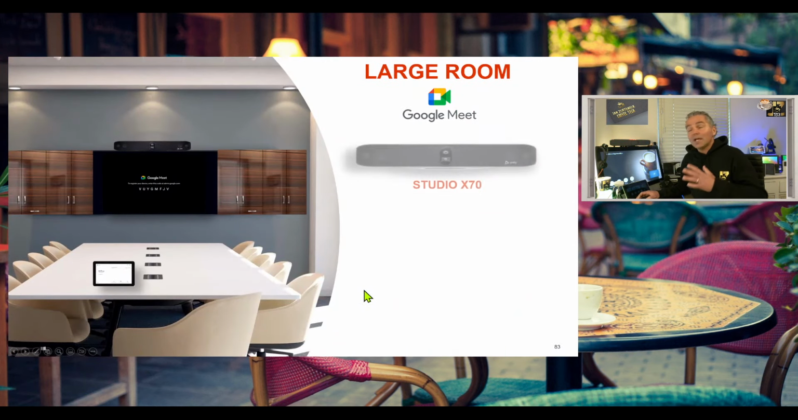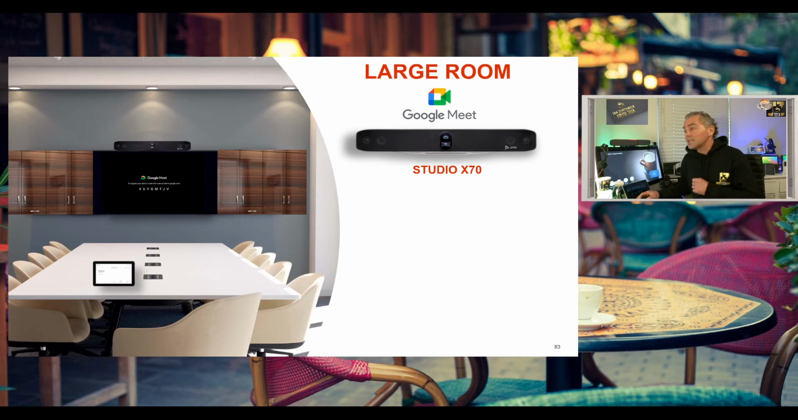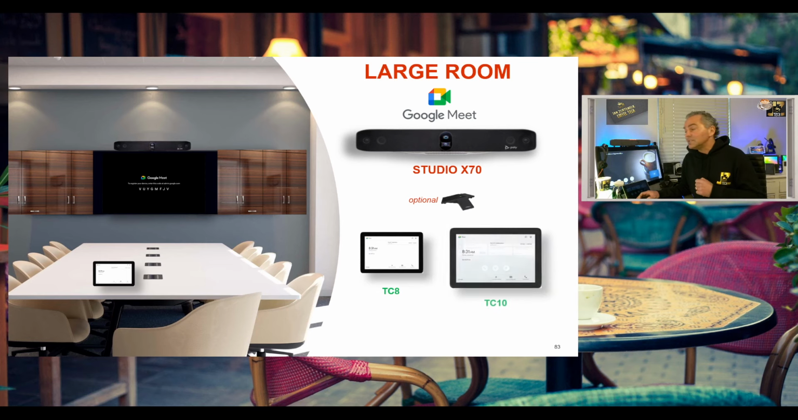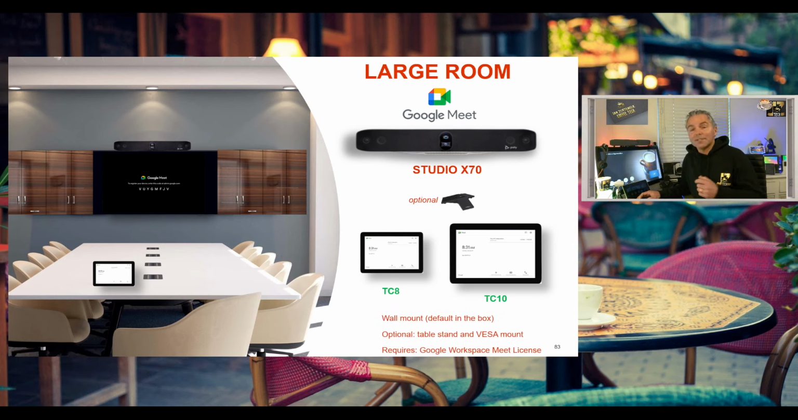Same thing. Now for your large room, you can use the X70. Again, optionally use a table mic, usually not needed, but if it is like high ceiling, a lot of glass, etc., it could be that you need some additional mic further in the room, but otherwise it shouldn't be needed. You put TC8 or the TC10. Usually for the larger rooms, I prefer to have the TC10 available, bigger screen, and again you need that Google Meet Workspace Meet license to activate it.